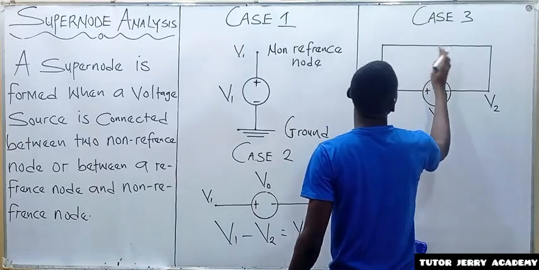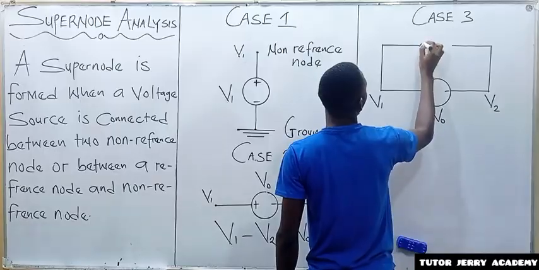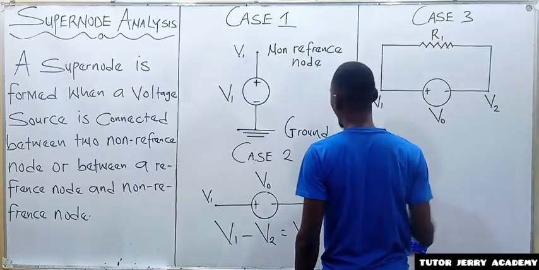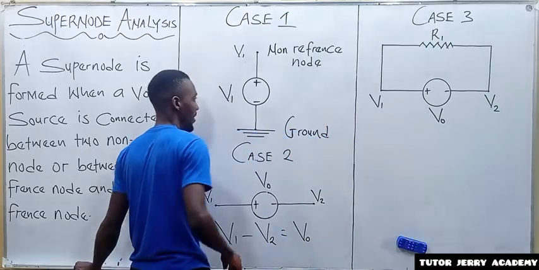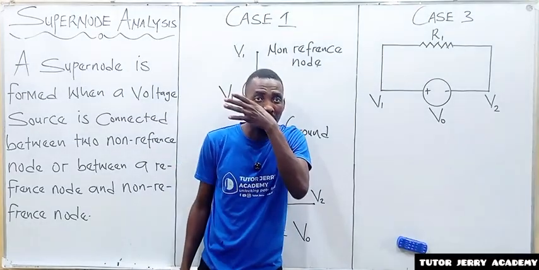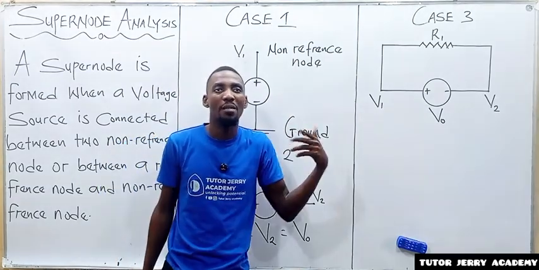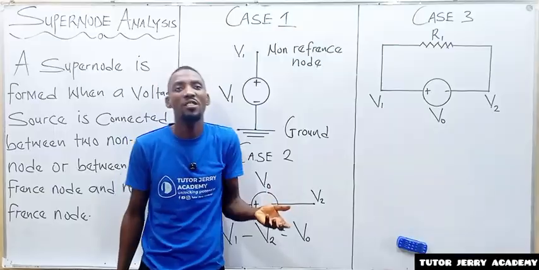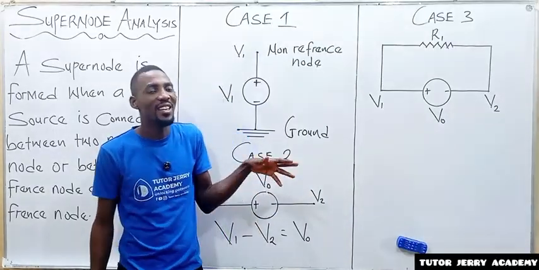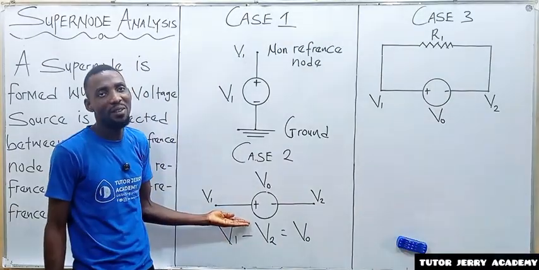All right. So let's say this is R1. So how do we treat this case? Now, you are going to note something here, that when the voltage source is between two non-reference nodes and a resistor is connected in parallel to it, you are going to note that this same circuit here is going to be treated as what we have in case 2.